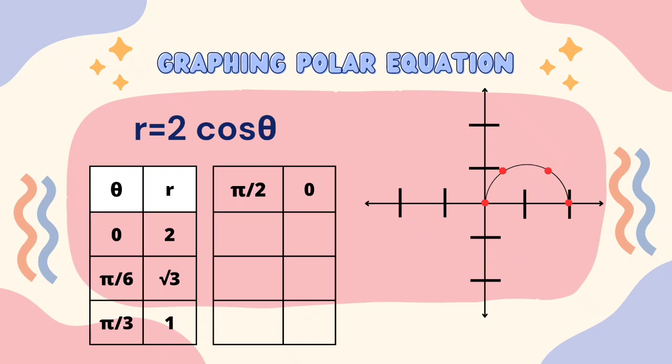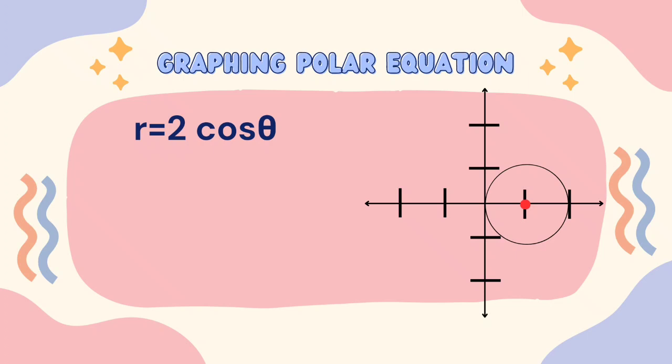So we've just constructed a semicircle here. We'll find that if we continue through until pi, we get the other half of the semicircle, and then the values just repeat from there. So this is a circle with a radius of 1, with its center at (1, 0).